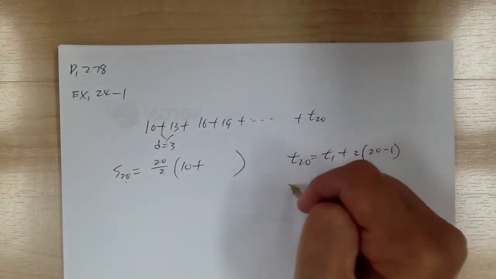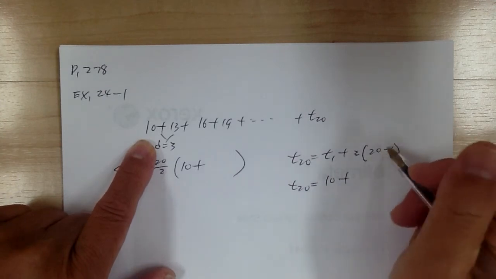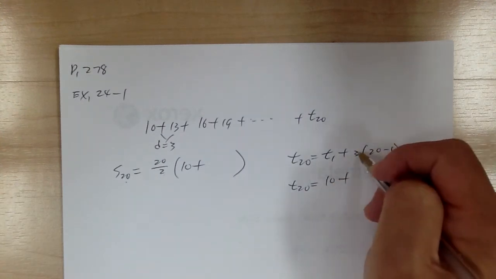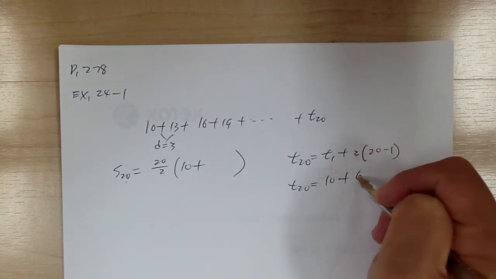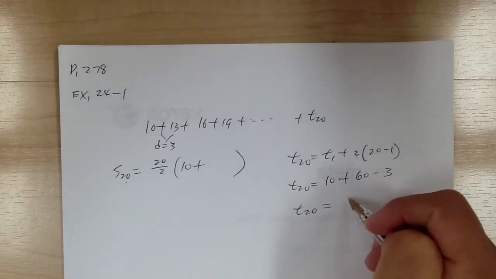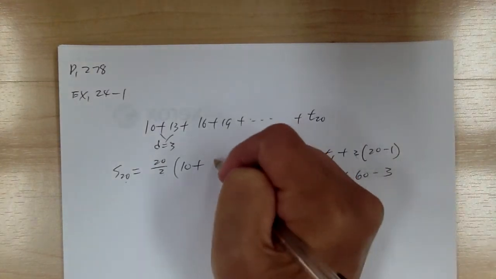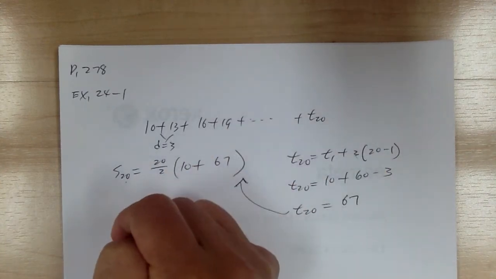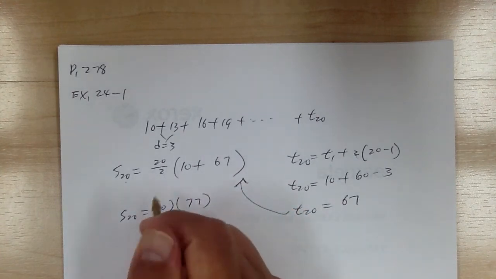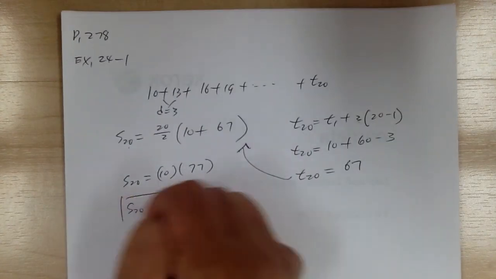So T20 equals T1, which is 10, plus 3 times 19. Instead of working with 19, it's easier to distribute, so you get 60 minus 3. T20 will equal 70 minus 3, which is quicker: 67. You can substitute this in here, so S20 equals 10 times 77, and this gives you S20 equal to 770.